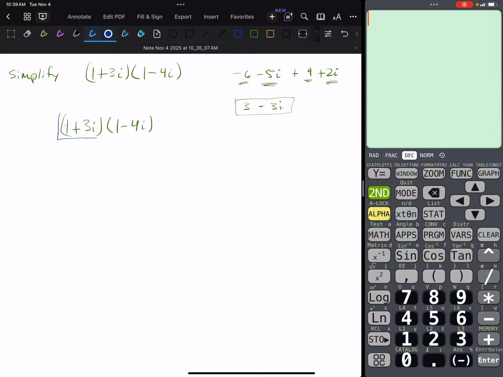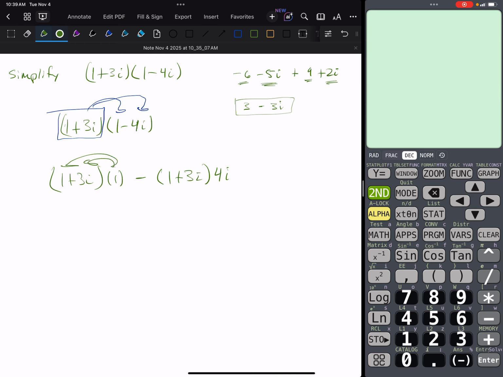What I want to do is take this 1 plus 3i and distribute it through the parentheses. Well, what's that going to give me? That's going to give me 1 plus 3i times 1, and then it's going to be minus 1 plus 3i times 4i. Well, now I've got to distribute this through those parentheses, this through those parentheses. Well, the 1 distributing through the parentheses is trivial, right? I just literally get 1 plus 3i.